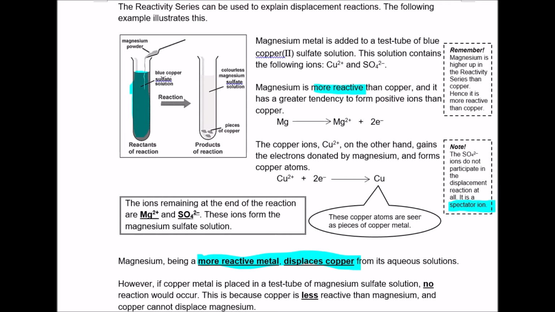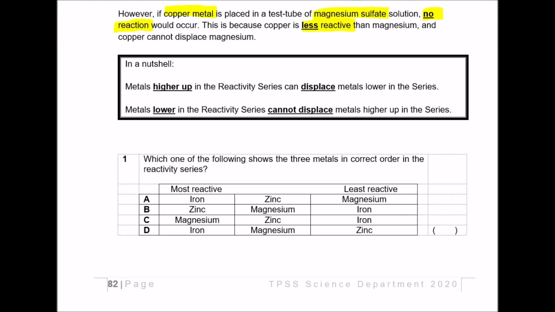However, if you were to switch the position, if you put copper metal in the magnesium sulfate, there is no reaction because copper is less reactive, so it cannot displace the magnesium. Okay? So to conclude, we can say that metals that are higher up will displace the ones that are lower, but the metals lower down will not be able to displace the metals above it. So for this MCQ, all you need to do is write down the reactivity series and use it to find the answer, which you'll find to be C.